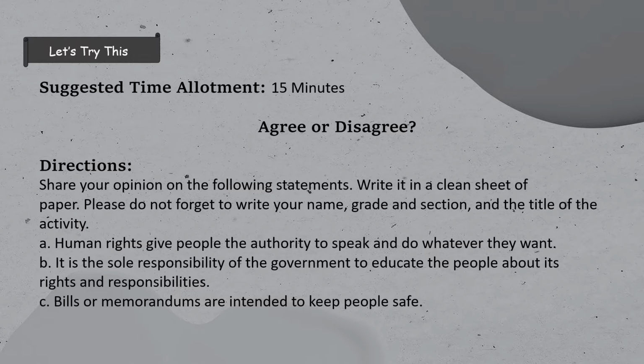Directions: Share your opinion on the following statements. Write on a clean sheet of paper and please do not forget to write your name, grade and section, and the title of the activity. A. Human rights give people the authority to speak and do whatever they want. B. It is the sole responsibility of the government to educate the people about their responsibilities and rights. C. Bills or memorandums are intended to keep people safe.